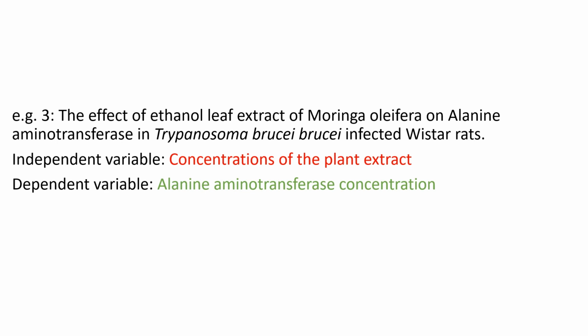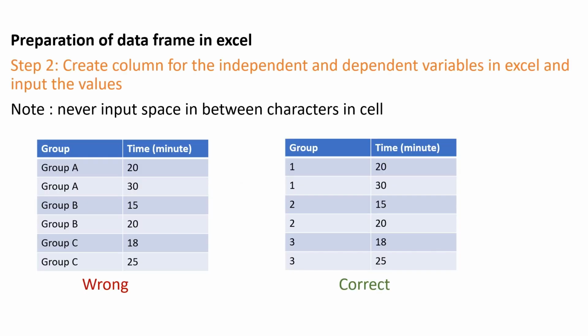So in this case, the independent variable is the concentration of the plant extract, while the dependent variable is the alanine aminotransferase concentration. So for step 2, we need to create columns for the dependent and independent variables in Excel and input the values. But note, before you input the values for your group and your time, the group in this case is the independent variable or the factor, while your time is the dependent variable. So it is good to note that you should never input space in between characters in a cell, especially for the independent variable.